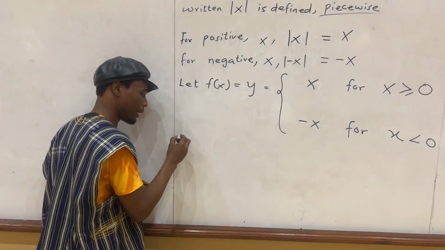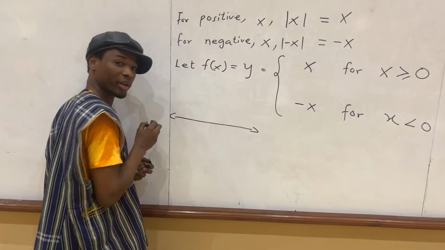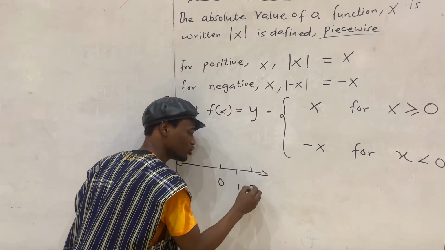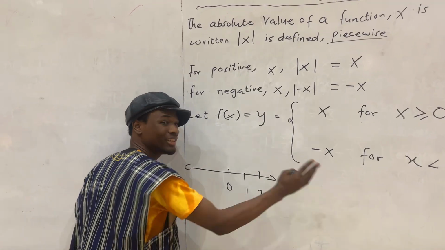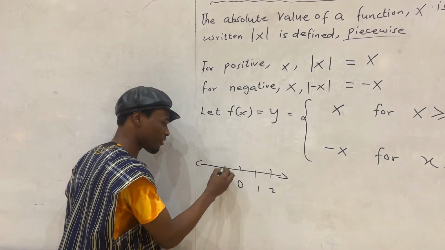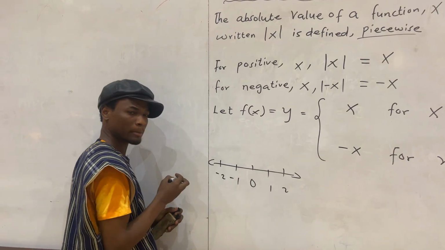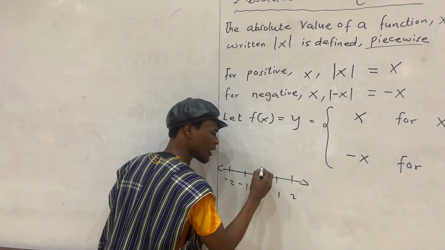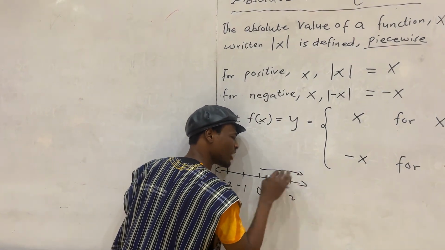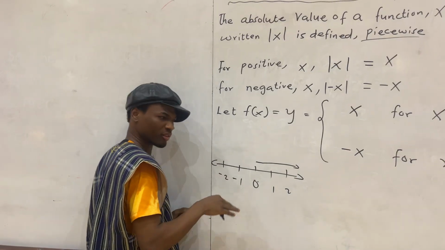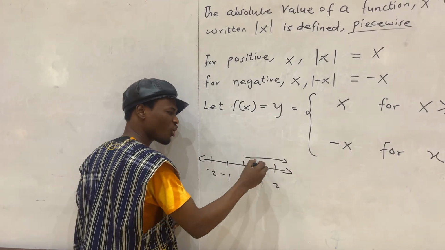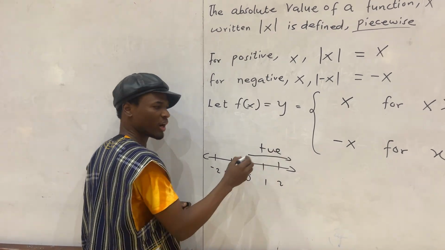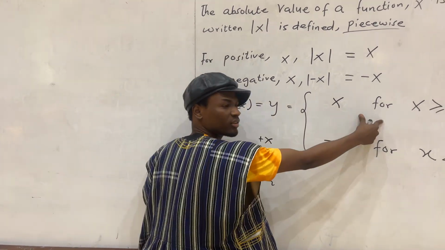Good. Now, if I have my number line this way, you have 0 here, and you have 1, 2. These are positive real numbers, and you have negative real numbers here. Now, when I say x is greater than or equal to 0, that means I want to consider the values to this side. So all values at this side are positive. In other words, positive x.